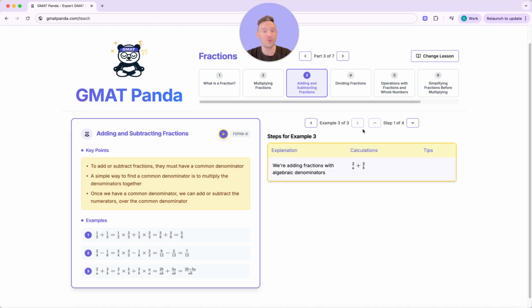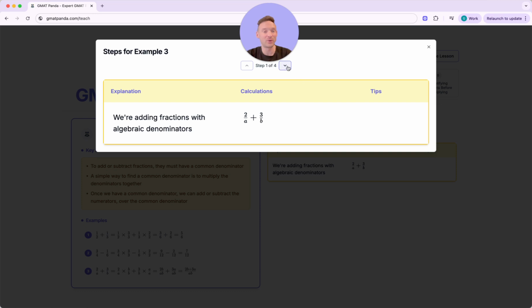One last example. As you can see from this one, sometimes in the GMAT, you don't have all the numbers in the fractions that you're adding or subtracting. In this case, we've got a and b, and we don't know what they are, so they're unknowns. But we can still add them. How do we do that?